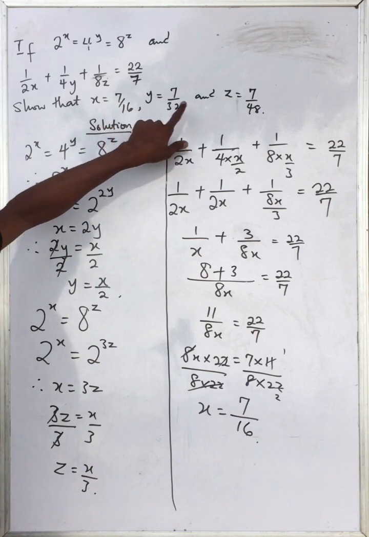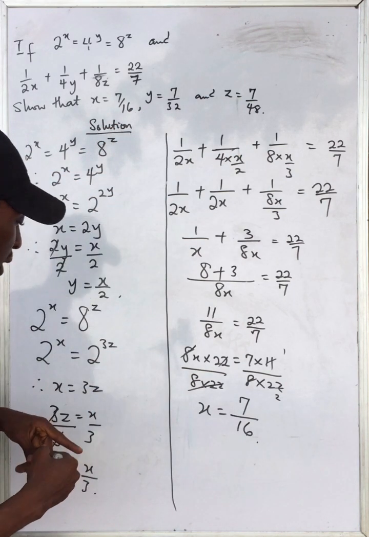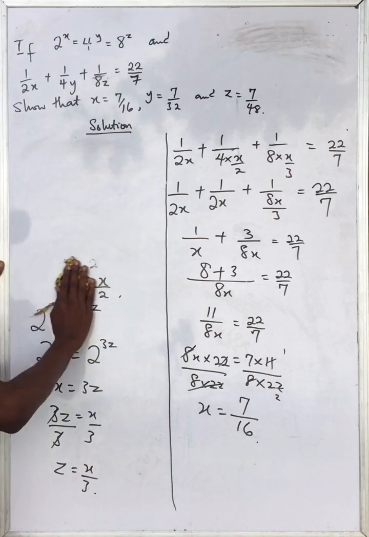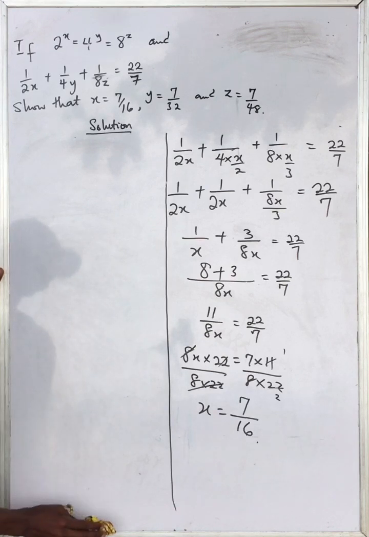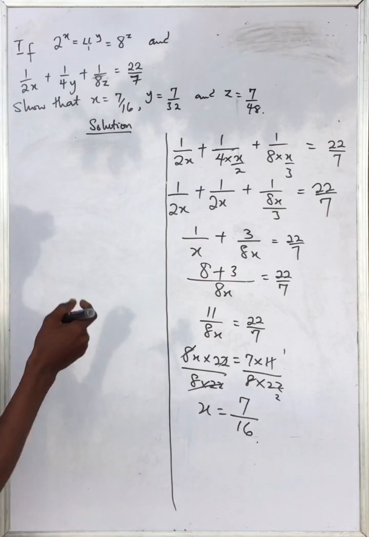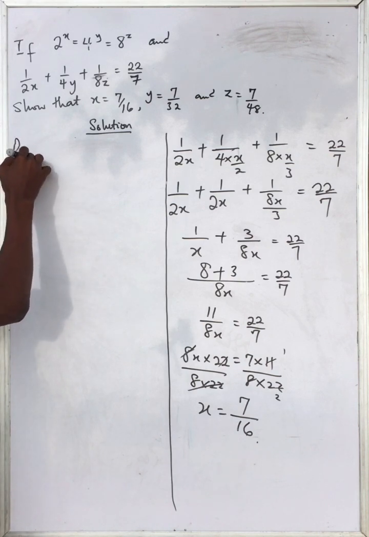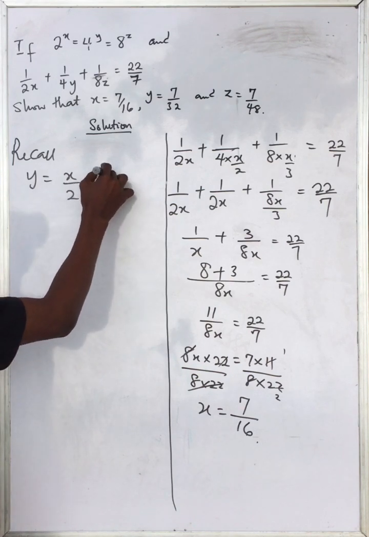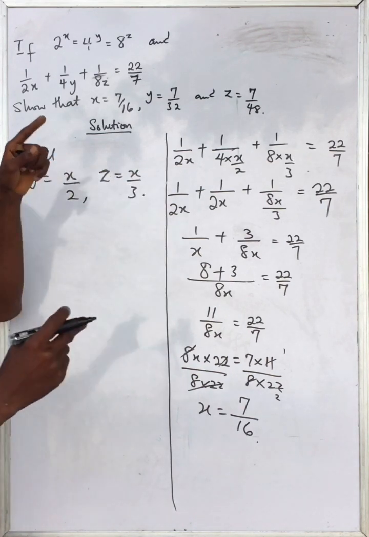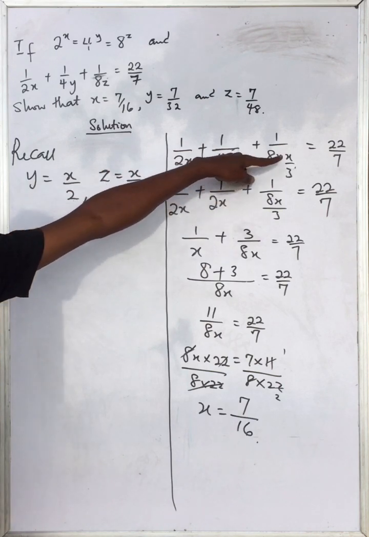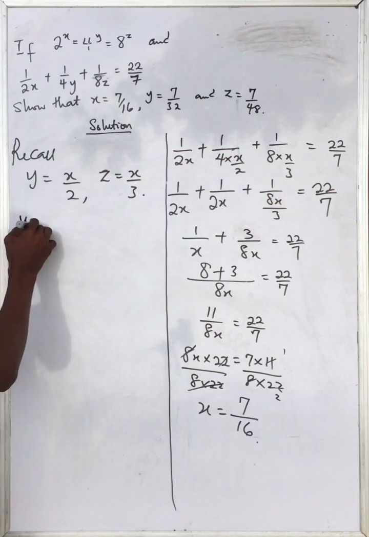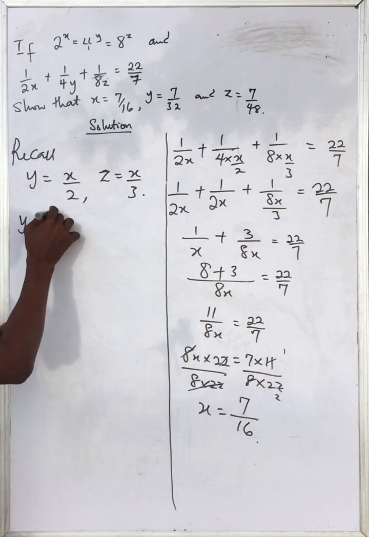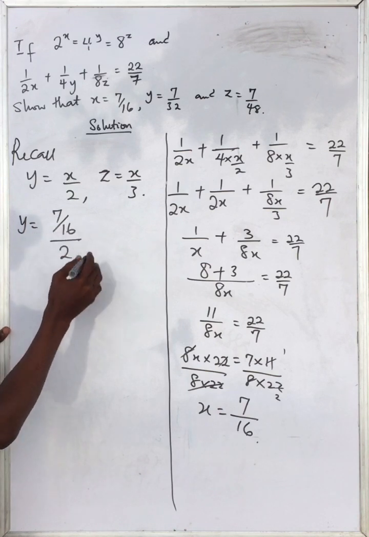So shall we find y and z too? So let's see how we are going to find the value of y and z in that same equation. Finding the value of y and z requires me to introduce my substitution. Recall that y is equal to x over 2. Likewise, z is equal to x over 3. Take note of what we substituted. Look at the substitution here. So that means y is going to be, in place of x, we already have the value for x now, which is 7 over 16. So we have 7 over 16 divided by 2.